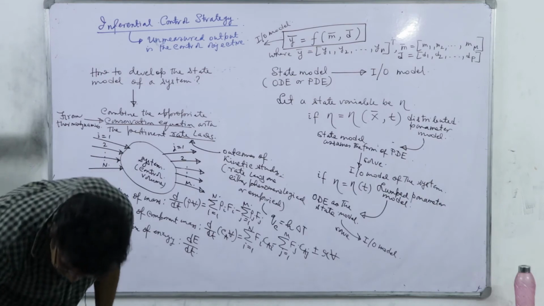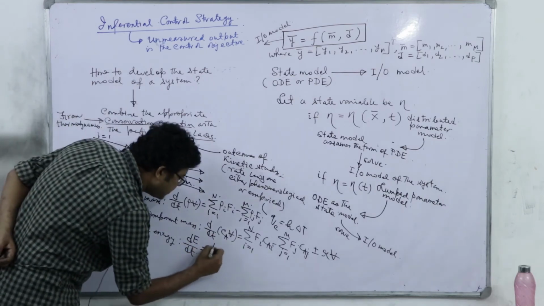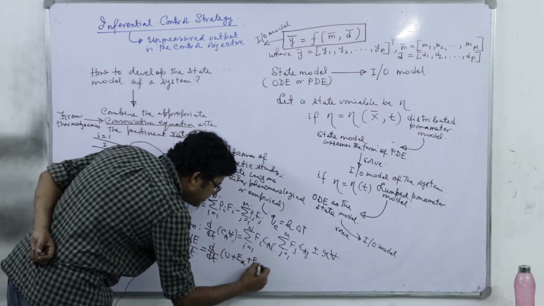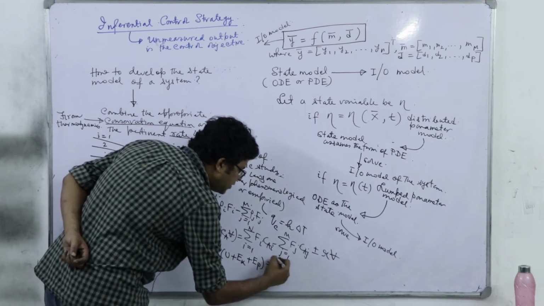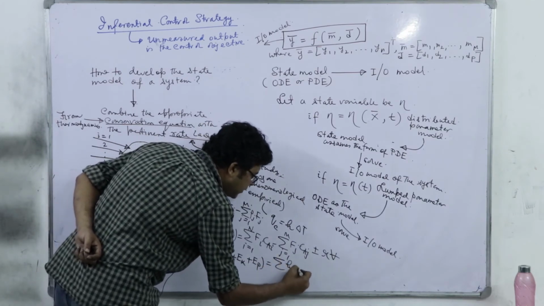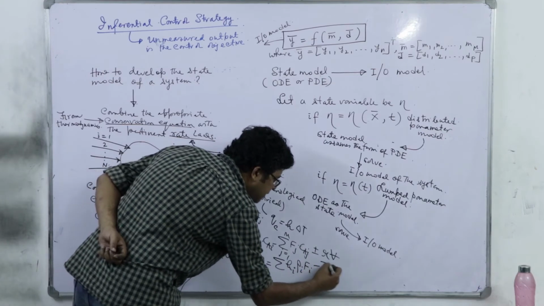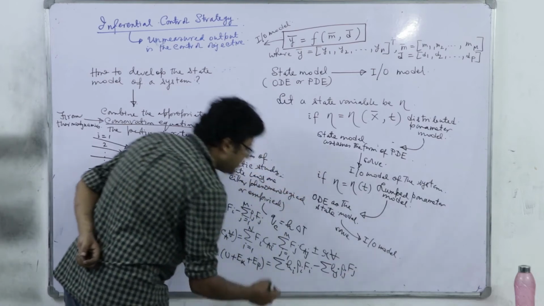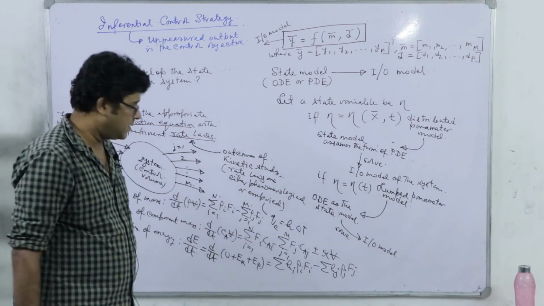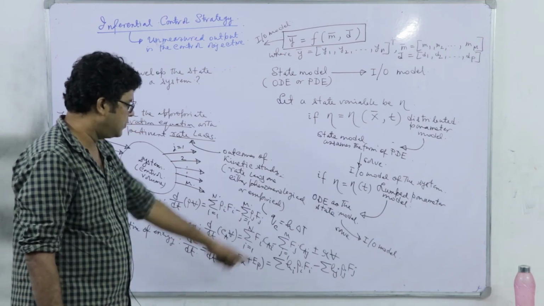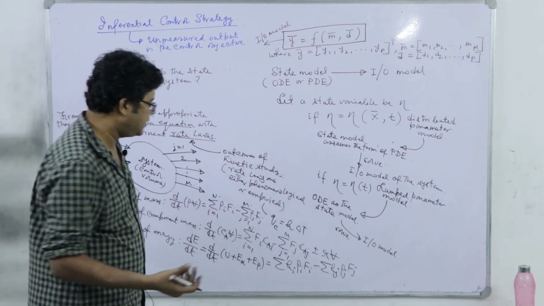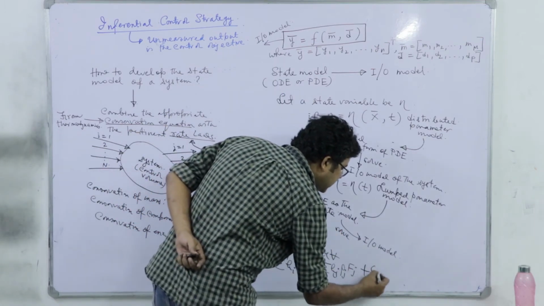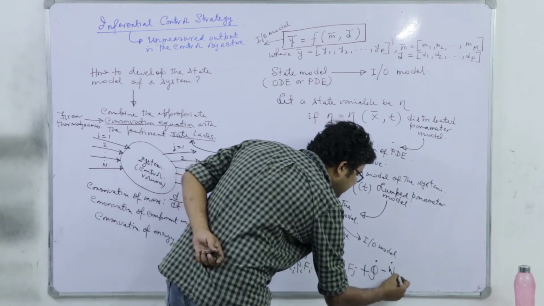ddt of E, which is ddt of U plus Ek plus Ep is equal to the sum of Hi rho i Fi minus Hj rho j Fj. H is the specific enthalpy, that is the enthalpy per unit mass. Rho and F gives you the mass flow rate. So, that is the total inflow of enthalpy minus outflow of enthalpy plus Q dot minus W dot.